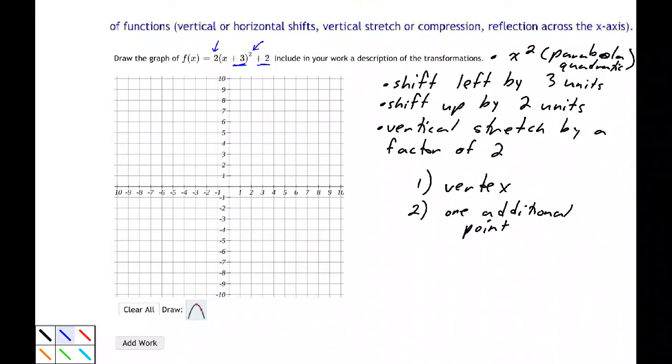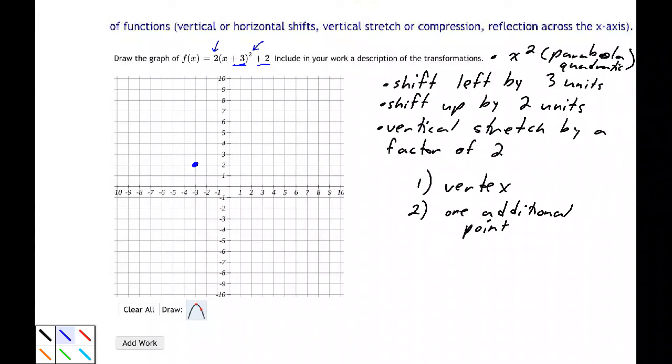So I'm going to go ahead and put 1 point. Originally, it would be at 0, 0, because the parent quadratic function begins at 0, 0. But because we are shifted to the left 3 and up 2, my vertex will be at negative 3, 2. So let me put a point there at negative 3, 2. And then because we have a vertical stretch by a factor of 2, that indicates to me that I'm going to go up 2 and to the right 1 from that.